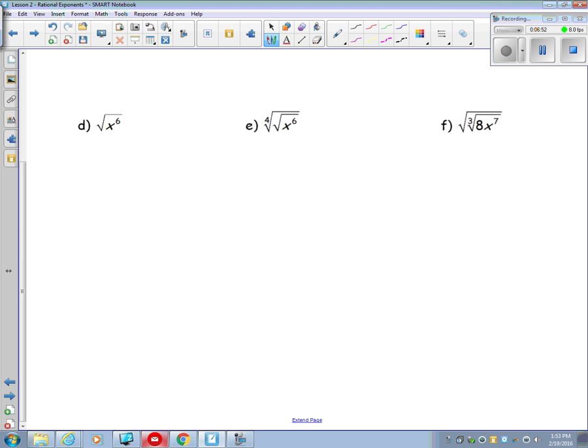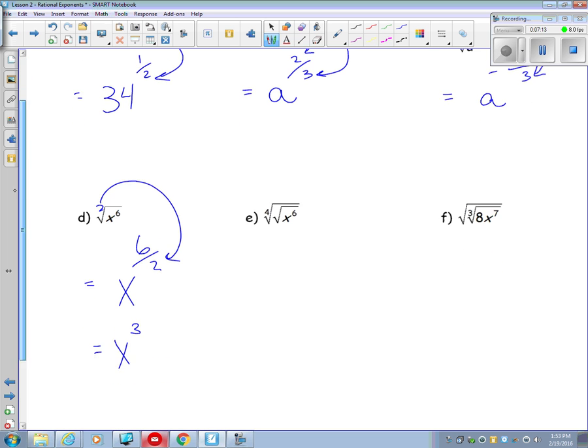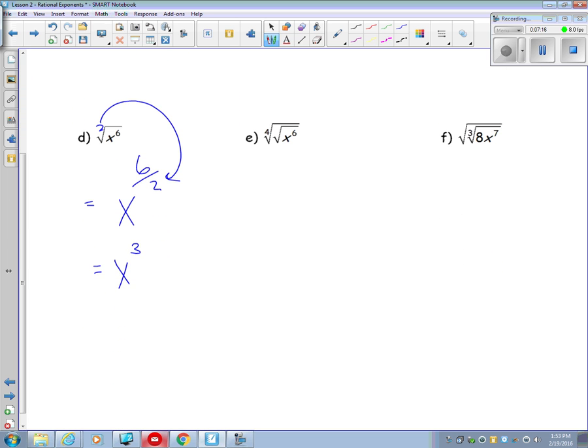X to the 6. All right, my base is X. I see a root sign, needs a fraction. There's no number, so I know it's a 2. The number on the top goes on top. And if I wanted to, I could actually simplify this, right? 6 over 2 is the same thing as saying x cubed. You know, it doesn't say simplify, it just says write equivalent. But those are two different versions of the same thing. Okay, it's looking slightly more complicated now. Let's give the next one a try.